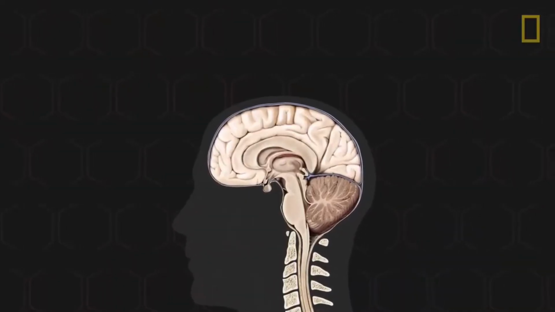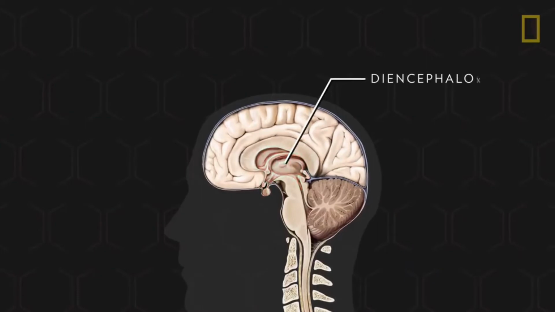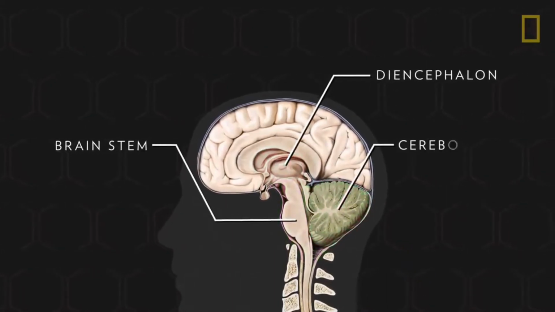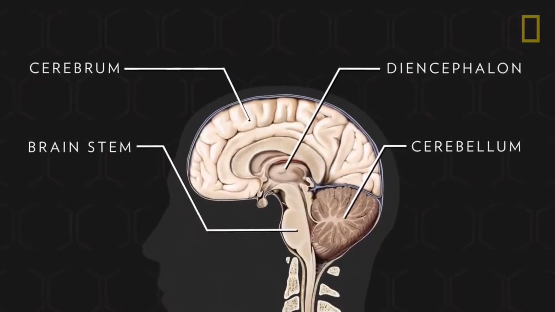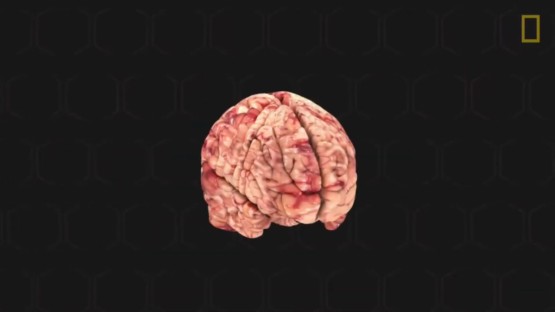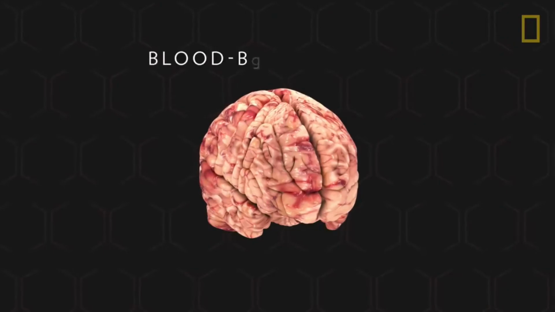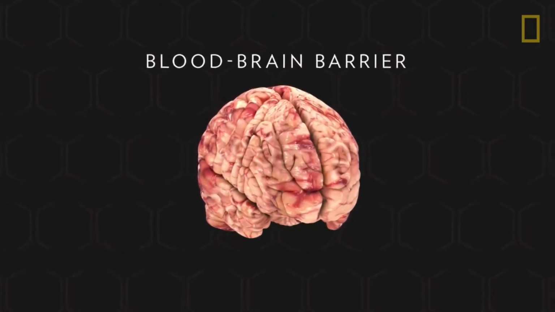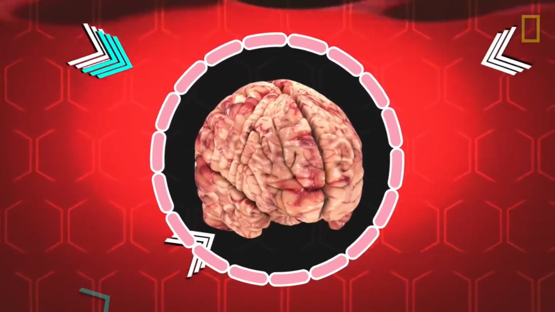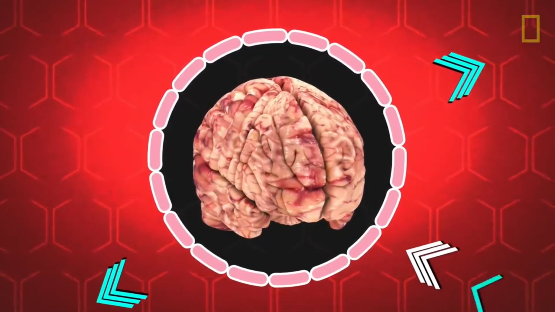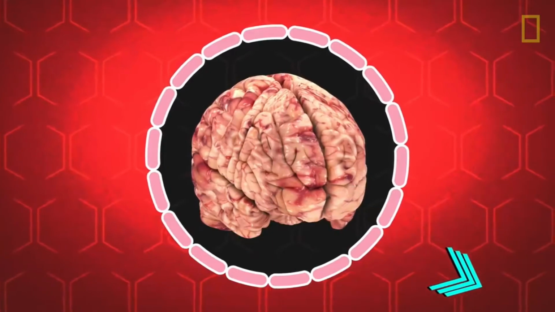The brain's four main components, the diencephalon, brainstem, cerebellum, and cerebrum, work in sync to ensure bodily functions are fully operational. The brain has even evolved mechanisms to protect itself. One such mechanism is the blood-brain barrier, a semi-permeable cellular wall that only allows specific chemicals to enter from the body's bloodstream into the brain.